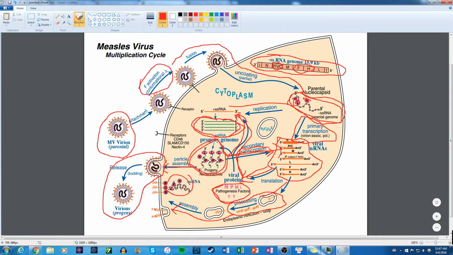Okay, so in studying Paramyxoviridae, there's a reason why it was grouped with Rhabdoviridae in the textbook, and it's also why we learned Paramyxoviridae right after Rhabdoviridae. They share basically the exact same multiplication cycle, albeit with slightly different protein names.